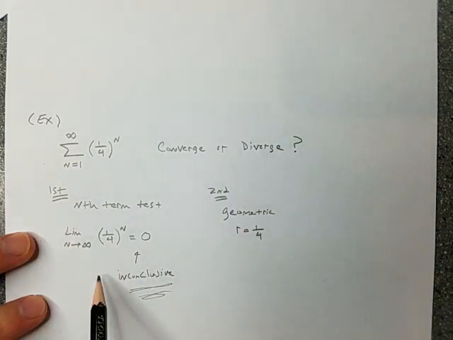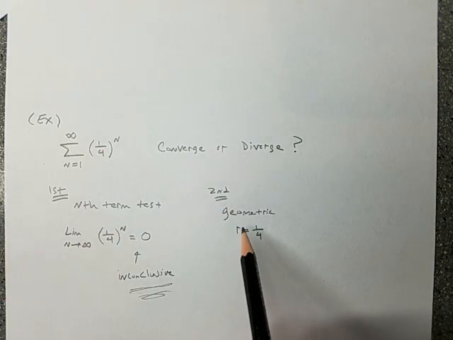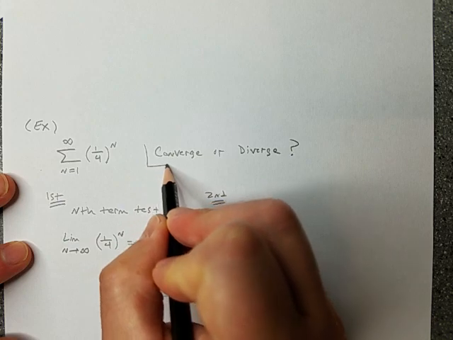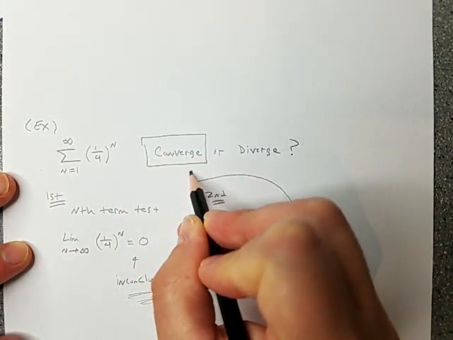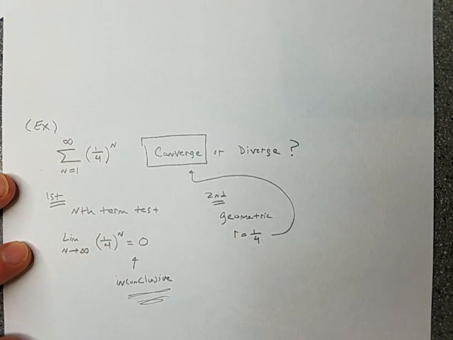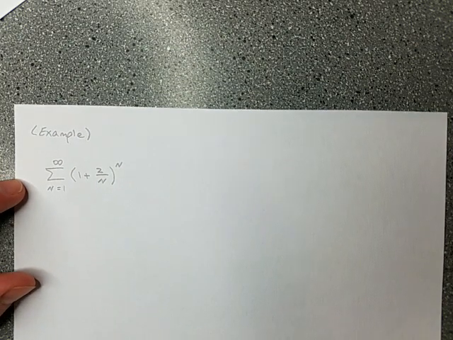Anyway, that's the first thing I tried. It didn't work. The second thing I tried is, well, I realized it was geometric. R is 1/4, and any geometric series will converge if R is somewhere between -1 and 1. Okay, let's try one more, and then I'll give you some final notes and thoughts about this.